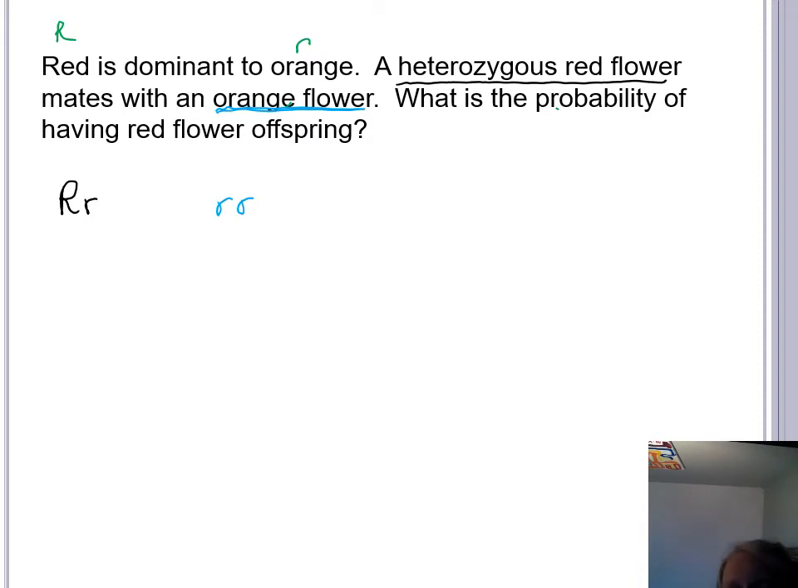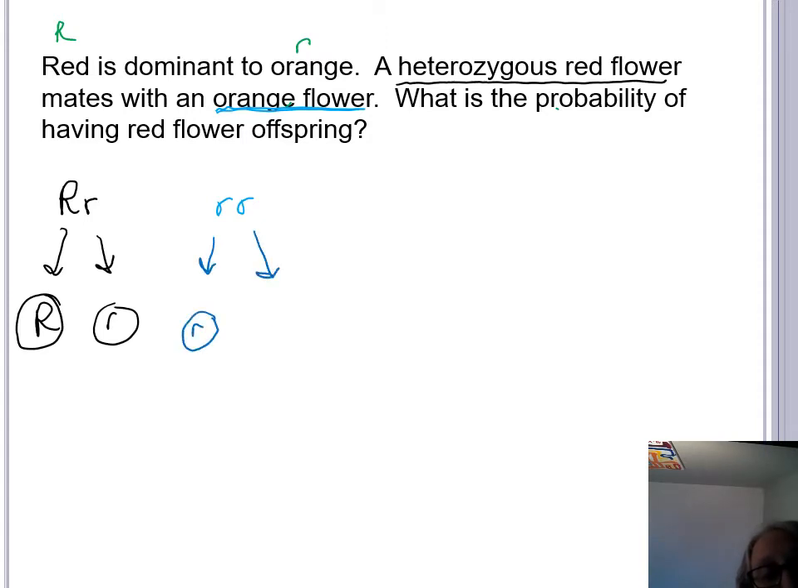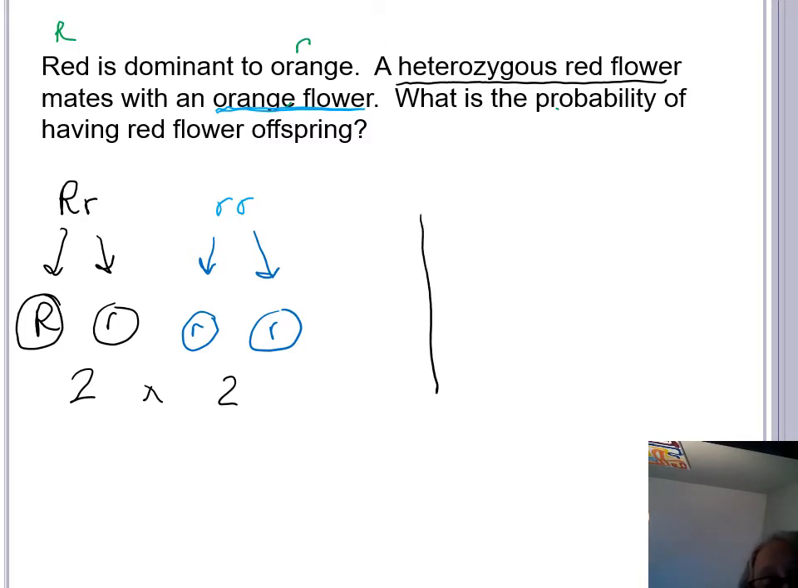Step number 2, I need to figure out what kinds of gametes these individuals can produce. My heterozygous red flower can produce big R gametes or little r gametes, whereas my orange flower individual can produce little r gametes or little r gametes. Now that I know the gametes that each individual can produce, I can go ahead and set up my Punnett square. My Punnett square is going to be a 2 by 2 grid because I have 2 gametes that one individual can make multiplied by 2 gametes that the other individual can make. So I'm going to set up my square. It's a 2 by 2 square.